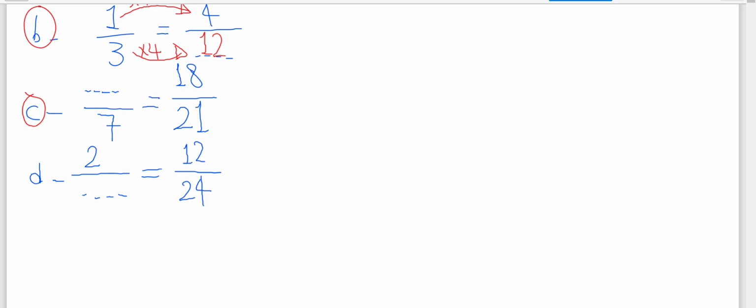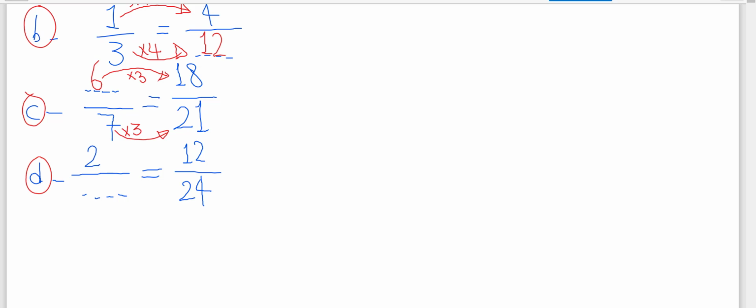Letter C, what over 7 equals 18 over 21? We know that the denominator 7 becomes 21. So 7 times what equals 21? Yes, 7 times 3 equals 21. So we must multiply the numerator by 3. What times 3 equals 18? Yes, 6. We must keep the timetable.